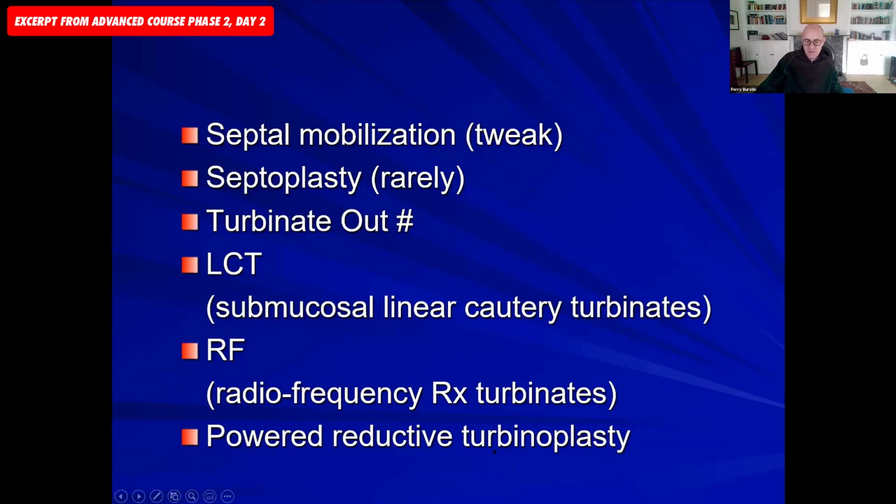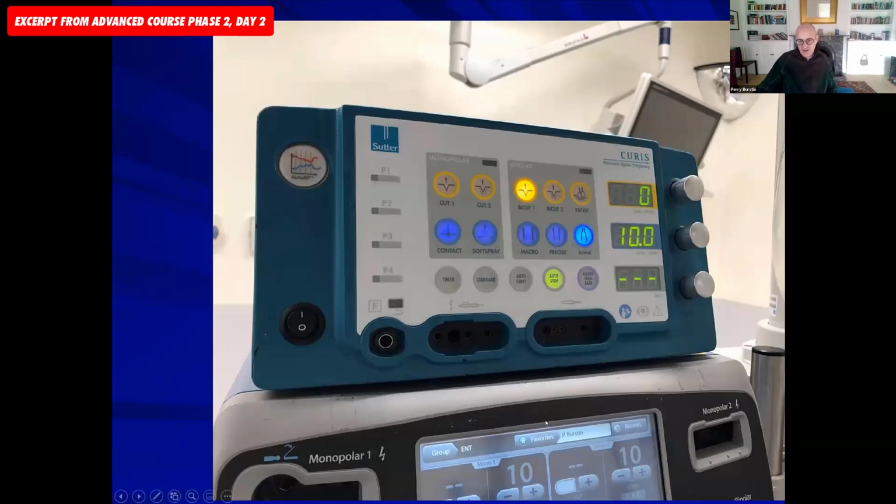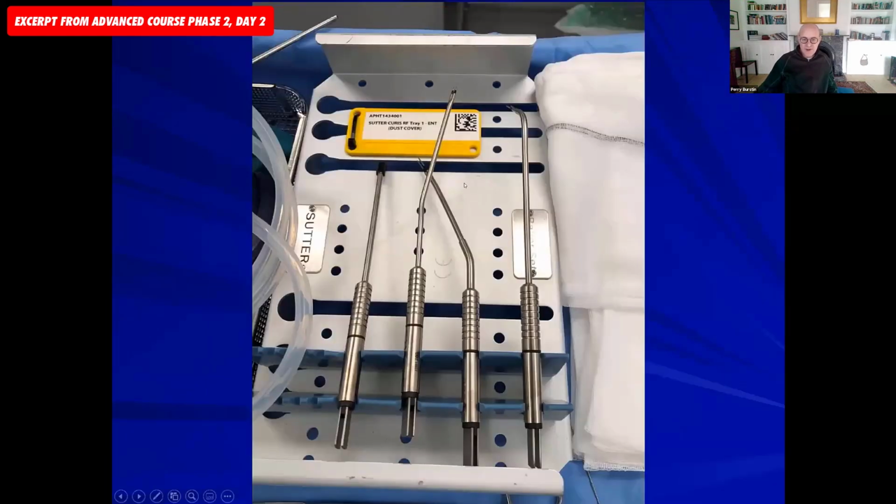That I don't very often do in kids, in young teenagers, unless they're really, really bad and really, really swollen. So this is an example of the radiofrequency machine that we use, and these are the probes that we use, and there's various types and shapes to do that. And this one here, that third one there, that's the inferior turbinate wand.